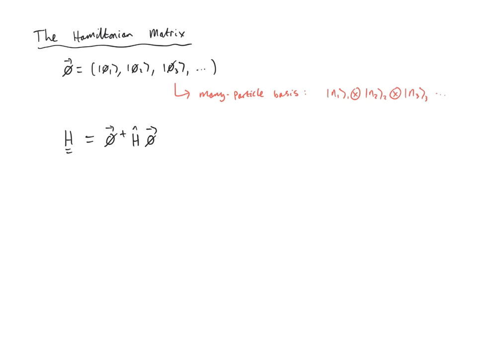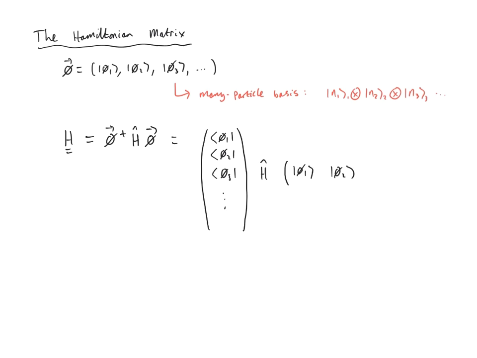How does that work? Well, we can just imagine writing this out. We have phi 1, phi 2, phi 3, and so on in a big column matrix for the phi vector dagger. Then we have the Hamiltonian operator, H hat, and then I have phi vector, which are again just these basis states, but this time the kets.